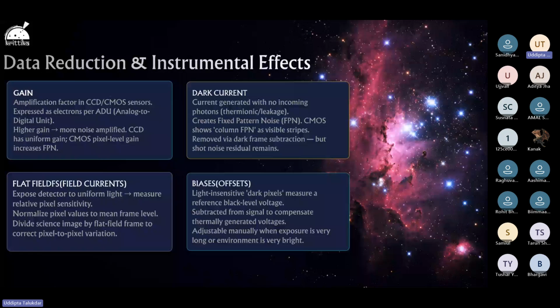So electronics give out analog outputs, so voltages may fluctuate. To make sure no pixel ever reads a negative value, a fixed voltage offset is added to every single pixel before readout. This is the bias or offset. Dark pixels, physically shielded from light, measure this offset voltage. You subtract it from your science frame. When exposures are very long or the environment is very warm, the offset can drift, so it is sometimes adjusted manually.